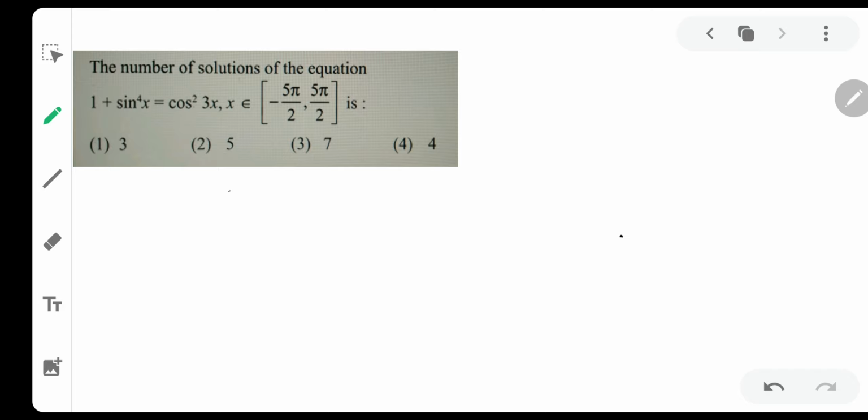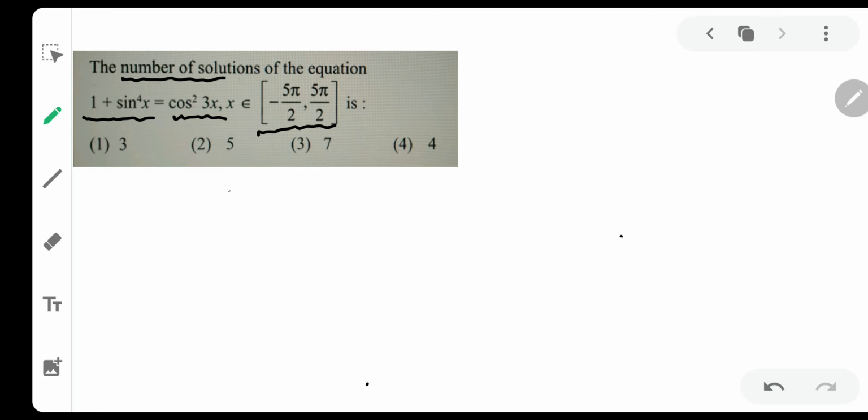The question is: number of solutions of the equation 1 plus sin^4 x equals cos^2 3x from this interval. Solving this question becomes very tedious and boring if you are solving by trigonometric transformations, but if you apply the graphical approach it becomes very interesting. Now why am I saying graphical approach? There are two particular reasons for the same.